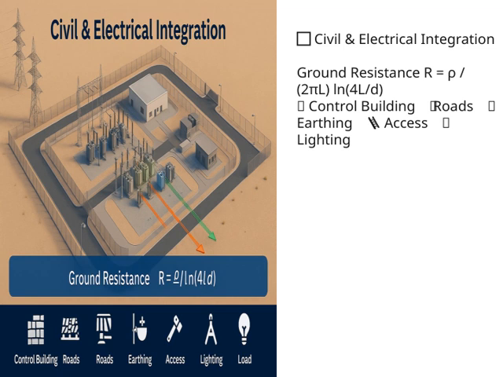Now, in terms of physical infrastructure, we have the control building, roads, earthing systems, access routes, and lighting, all of which are interconnected components of the overall civil and electrical setup. The control building houses the critical systems, while roads facilitate access for maintenance and operations. Earthing ensures safety by providing a low-resistance path to ground, and proper lighting keeps the site safe and operational during low light conditions. All these elements work together to ensure that our electrical systems are safely integrated with civil infrastructure, supporting both safety and operational efficiency throughout the project.